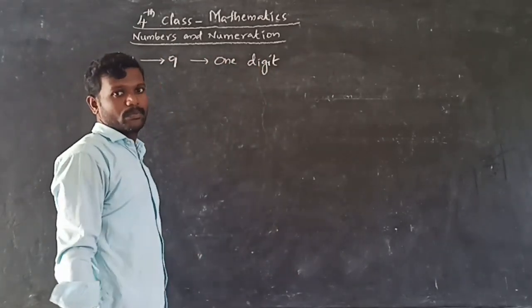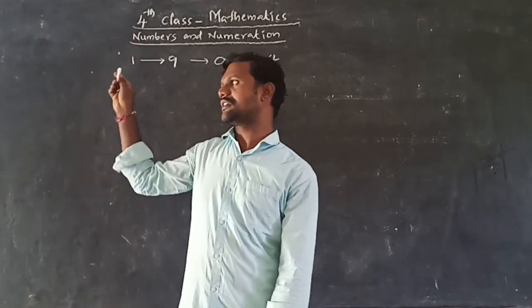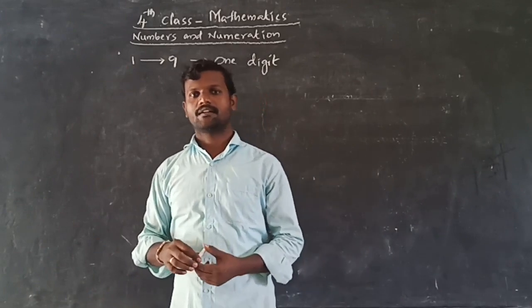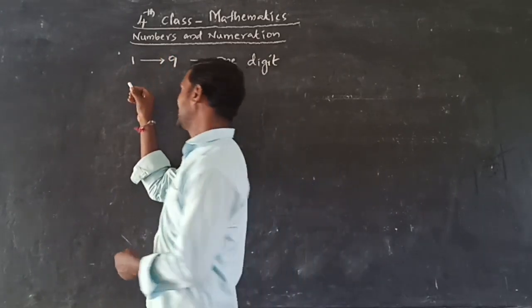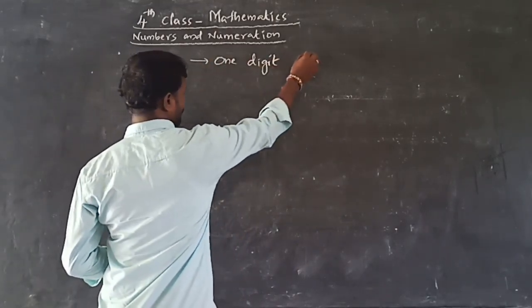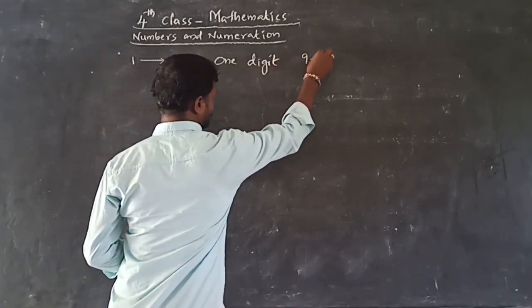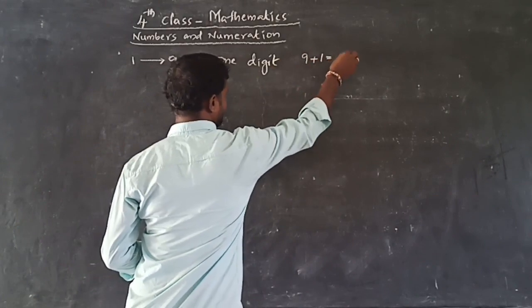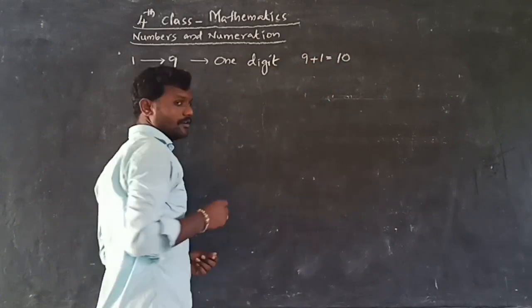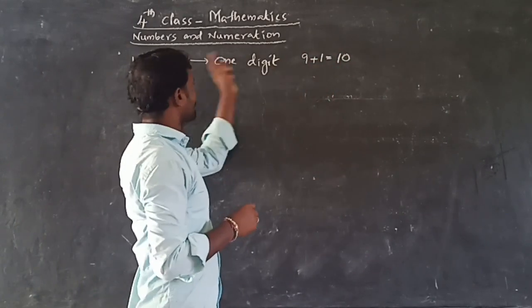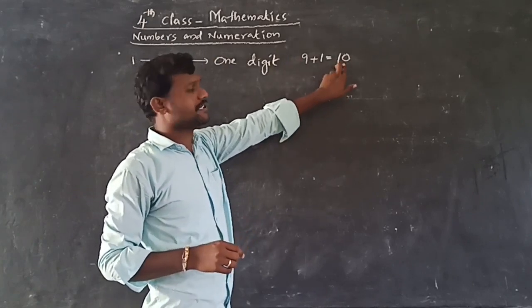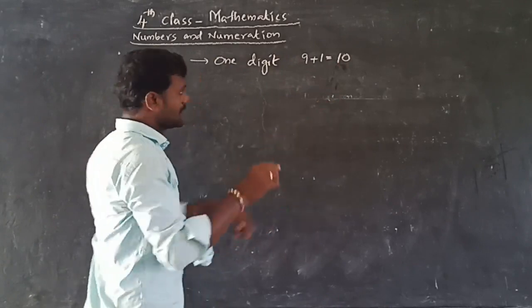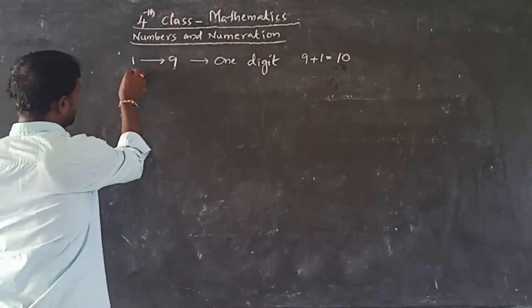Okay. What is the smallest one digit number? The smallest one digit number is 1 and the largest one digit number is 9. So here the largest number is 9. If you add 1 to 9, what will we get? 10. The largest number added to 1 gives the next number. What is the next number? 10. How many digits does it have? 2 digits. So that's why from 10, 2 digits will start.